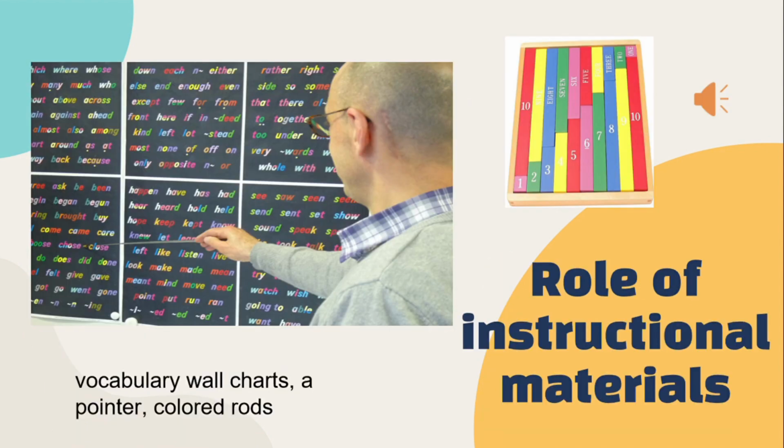The materials consist mainly of a set of colored rods, color-coded pronunciation and vocabulary wall charts, a pointer, and reading and writing exercises, all of which are used to illustrate the relationship between sounds and meanings in the target language. The materials are designed for manipulation by the students as well as by the teacher, independently and cooperatively, promoting language learning by direct association.